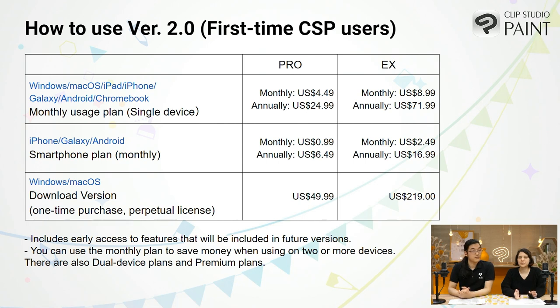You just update through the store as you would normally, so no extra work required. For people who only use smartphones, we have a smartphone plan, which is also a monthly system, so there is Pro and EX for that as well. That is our cheapest option.